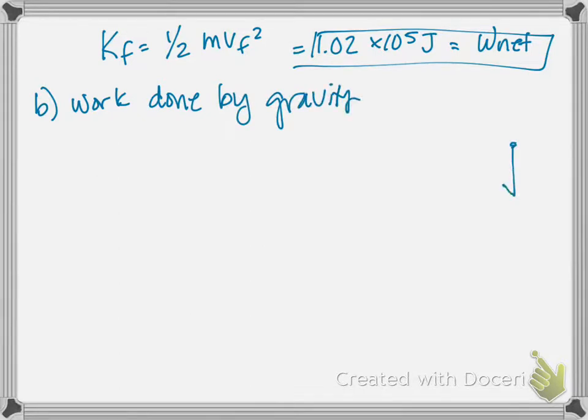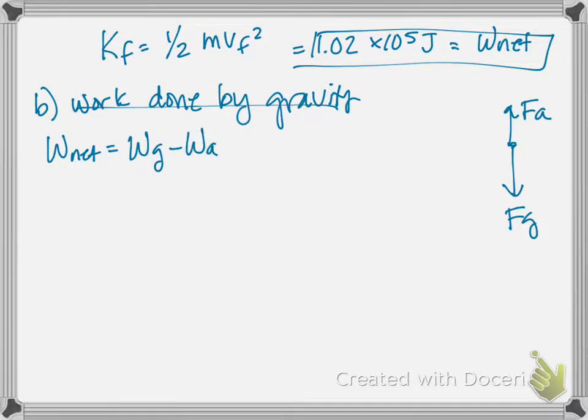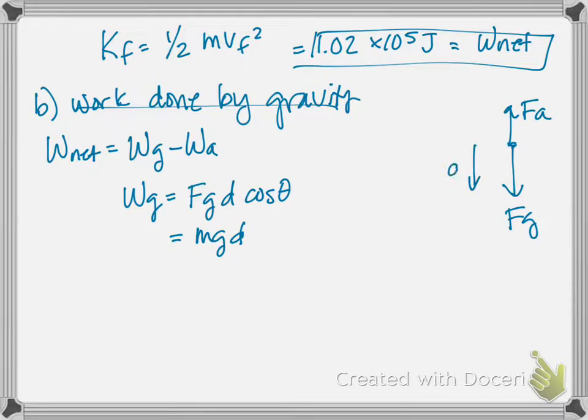Okay, so remember our forces are here, right? The work done by gravity, let's do it a different way. The net work is equal to the work done by gravity minus the work done by air resistance. Okay, so the work done by gravity is equal to the force of gravity times the distance she falls times cosine of theta. Well, remember the force of gravity is just mg, okay? The distance she falls is her 295 meters, and she's moving this way, okay?